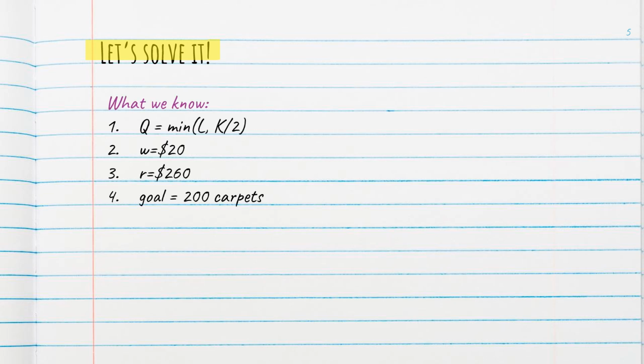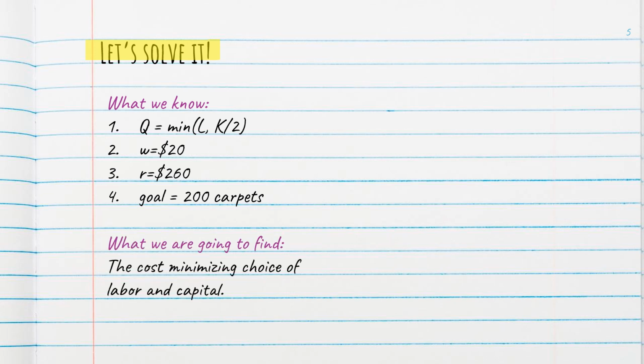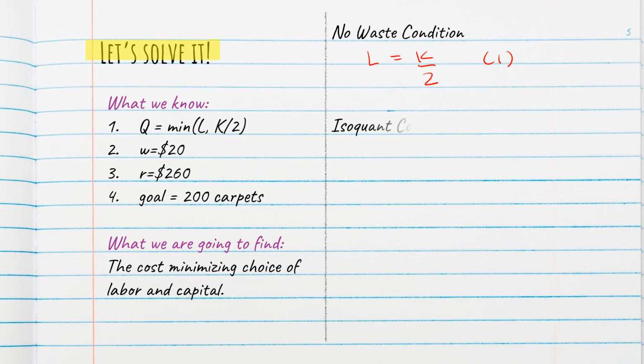So we're going to see how we solve this question. Here's what we know. We know the production function, the wage, the rent, and the output goal. We are trying to find the cost minimizing choice of labor and capital. The first thing that we're going to do is be explicit about identifying that no waste condition. So the no waste condition is that L is equal to K over 2, and we can call that condition 1.